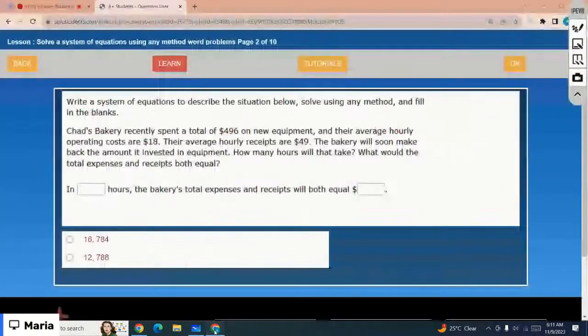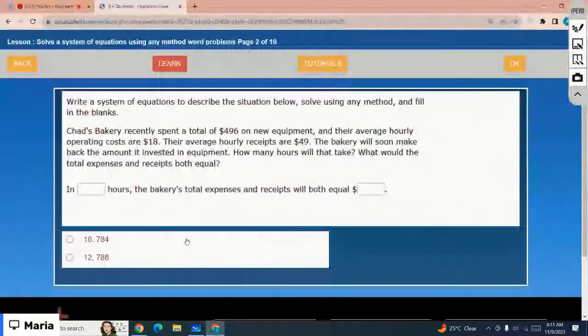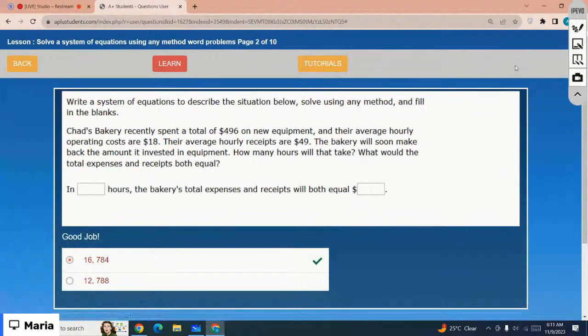So that means in 16 hours, the bakery's total expenses and receipts will both equal $784. Option number one is the correct option. Got it?